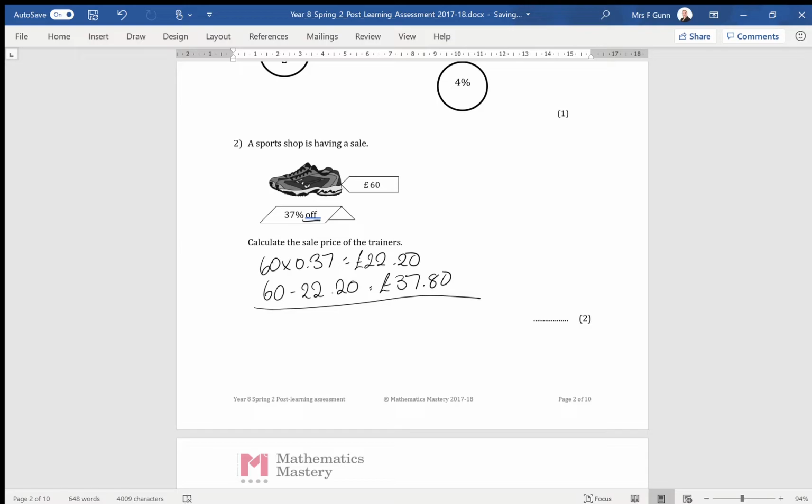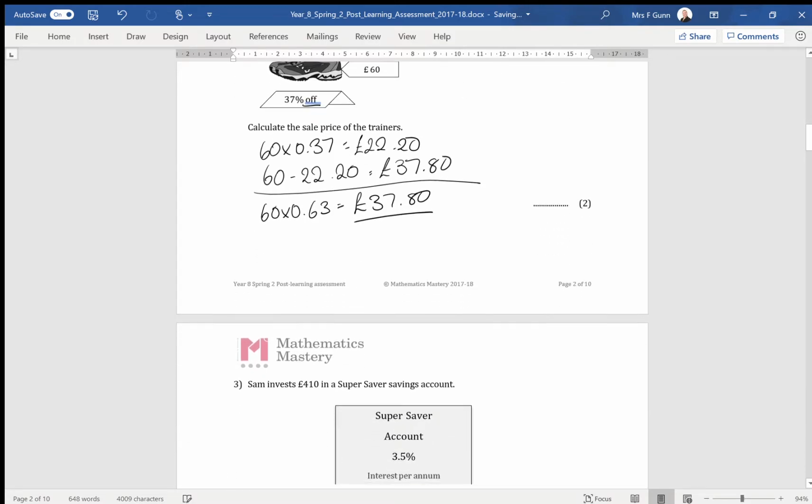Or you could say, well, if it's 37% off, that means it's still 63% on. So 60 times 0.63 equals £37.80. Either way works fine.